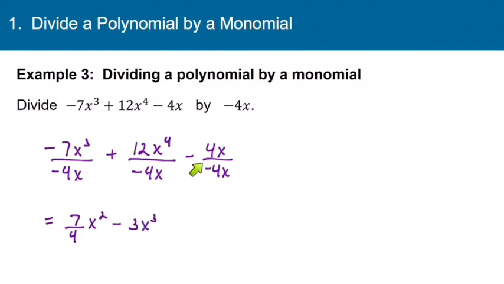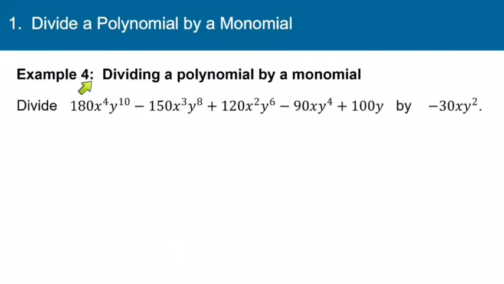Now on the last term, we have negative 4 divided by negative 4. So that's going to be positive 1. And with the variables, the x in the top will cancel out the x in the bottom. Another way to look at this is if you think about the quotient rule, the exponents are 1 and 1. So 1 minus 1 is 0, and x to the 0 is just another 1 to multiply by. So either way you look at it, this final term is simply plus 1.